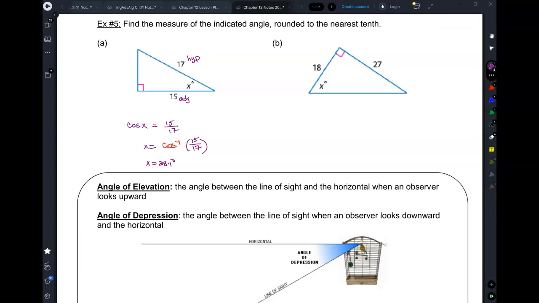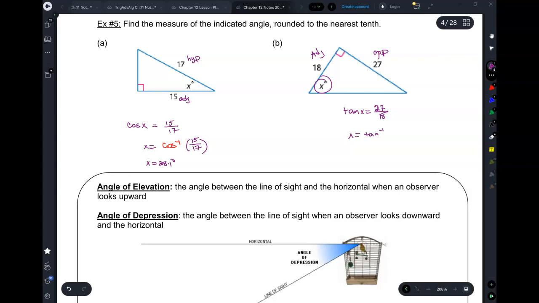Okay, so take a look at that one. I have my angle here. So I have my angle. What sides am I given? Which is the 18? Adjacent. And which one is the 27? Opposite. So which ratio is that? Tangent. It's OA, right? So tangent of x is 27 over 18. So x is inverse tangent.